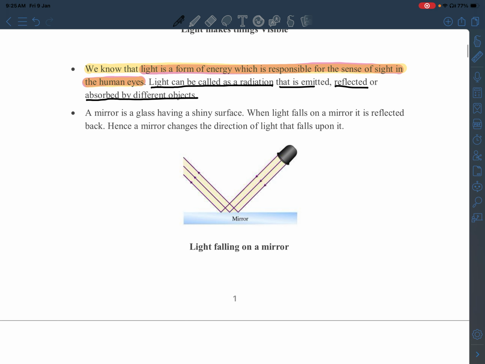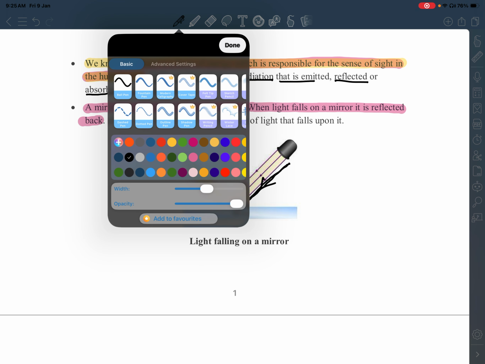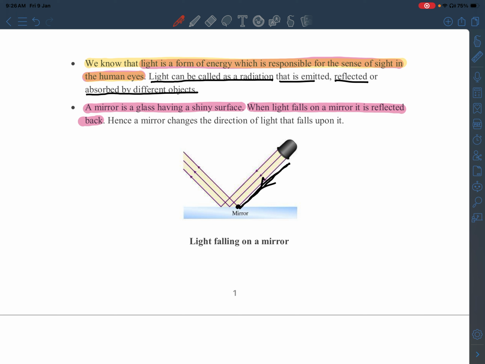Now here is some activity through which we can detect how light travels and how it strikes the surface. Now, suppose a mirror. A mirror is a glass having a shiny surface. When light falls on a mirror, it is reflected back. Here we can see that light coming from the source strikes the surface and bounces back.